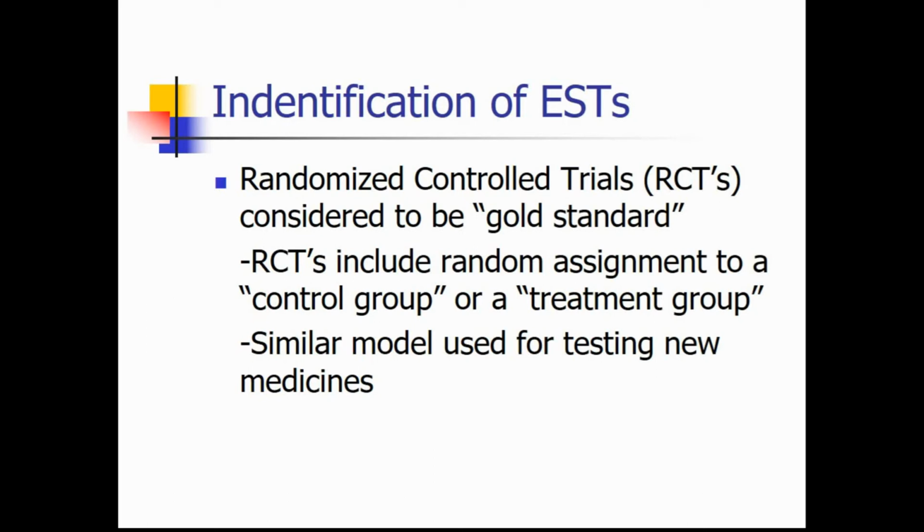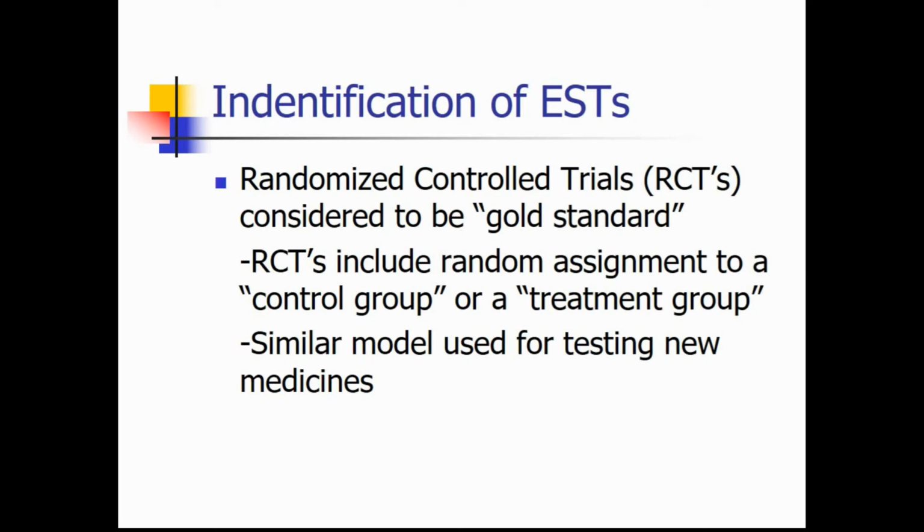You've probably learned about these in other classes, but an RCT is a study that includes random assignment to a control group or a treatment group. It's a similar model that's used for testing new medicines. So if we only have one group in our study, say we've got a group of depressed people and we do cognitive behavioral therapy and they get better, we don't know whether cognitive behavioral therapy is better than no treatment. Maybe they would have all gotten better without any counseling or any psychological treatment, or whether it's better than some other form of treatment.